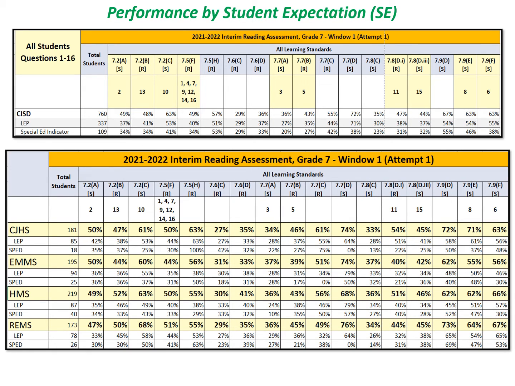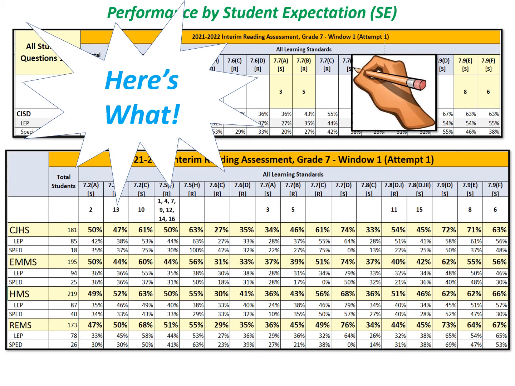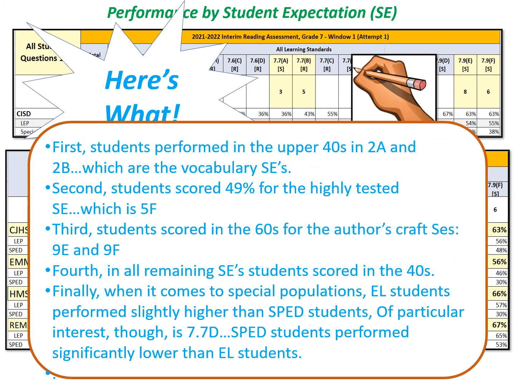So here's what regarding this data piece for the student expectation. Get ready to write down some facts regarding the district data. First, students performed in the upper 40s in 2A and 2B, which are the vocabulary SEs. Second, students scored 49% for the highly tested SE, which is 5F. Third, students scored in the 60s for the author's craft SEs, and that is 9E and 9F. Fourth, in all remaining SEs, students scored in the 40s.